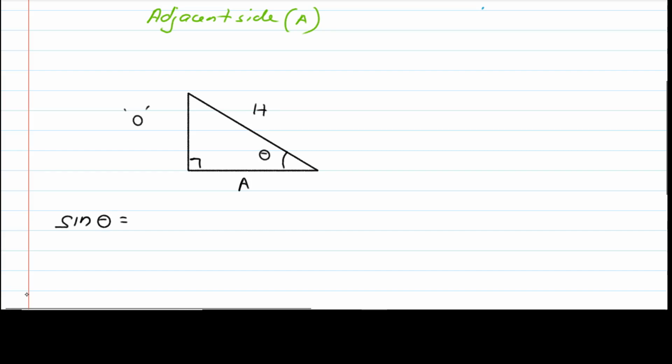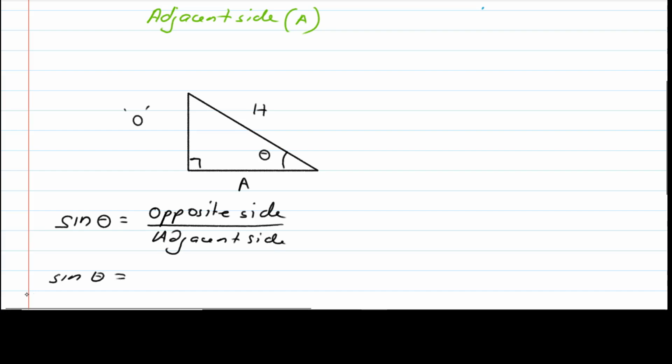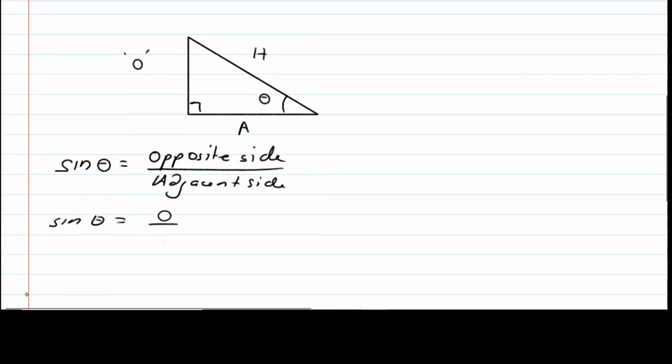So from here I can write one rule which is called sine of angle theta is equal to opposite divided by the hypotenuse. So if I write this in full, it is opposite, that side, divided by the hypotenuse. Now, in short, this will be written as sine theta is equal to O over H. And I think it is very, very important for you to remember this rule.